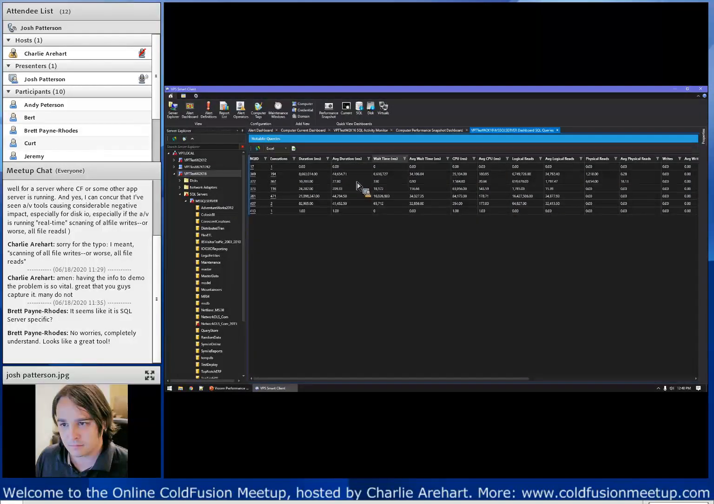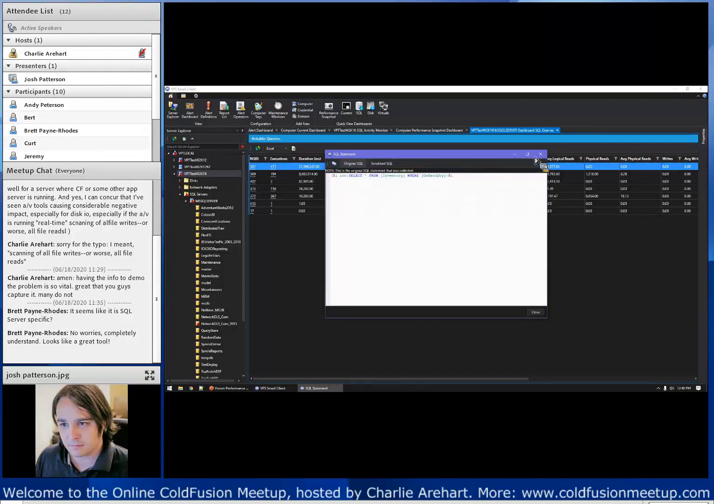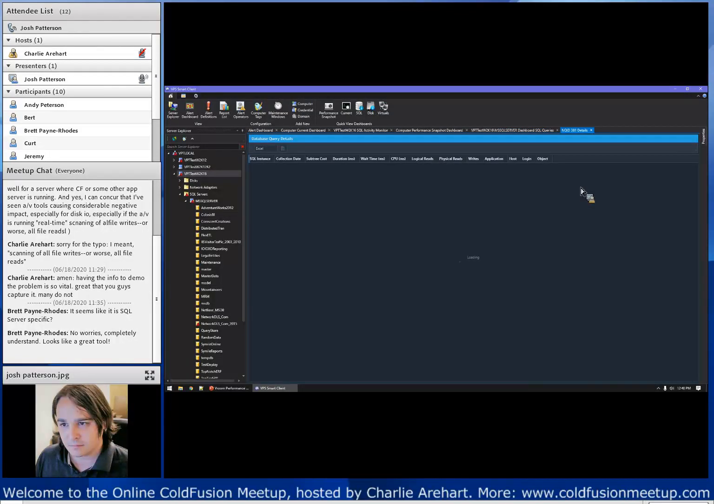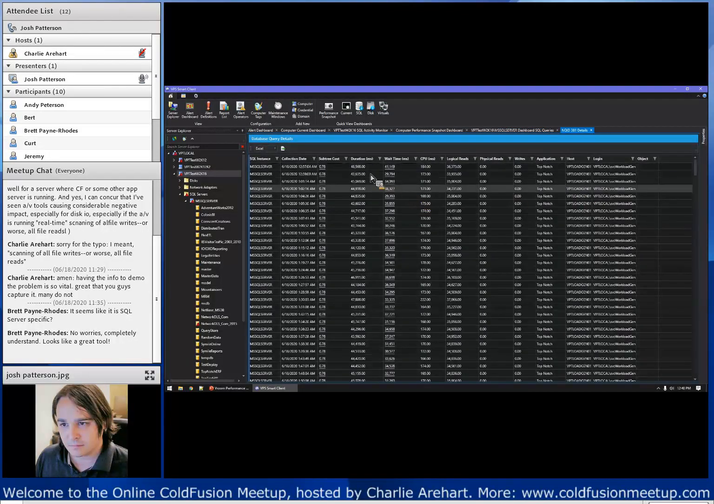So, here we can see that we've had 471 executions of this query. Doesn't look all that bad, but it's taken a lot of time. It has an average duration of 44 seconds, almost 45 seconds, and a good deal of wait time. We can drill into the individual 471 executions, and from here we can see where they ran from, who ran them. We can see the wait time.